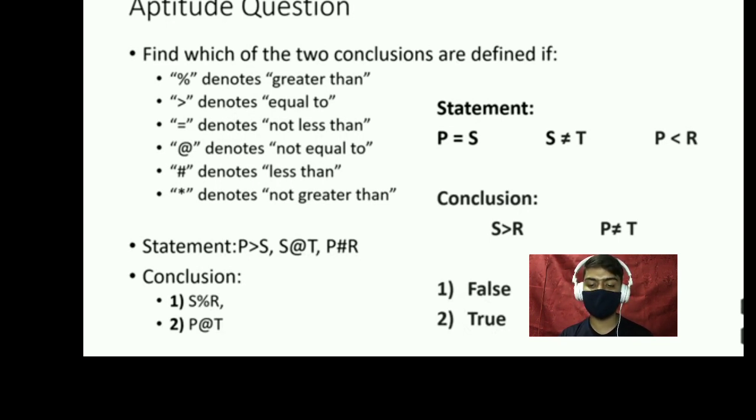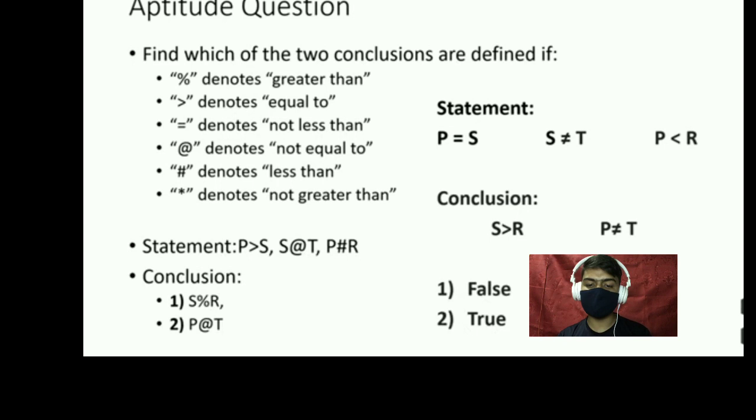So the conclusions are S mod R, P at the rate T. We have to say whether the conclusions are true or false based on the given statements. After decoding the statements, since greater than or equal to denotes equal to, P is equal to S. Then S at the rate T. At the rate denotes not equal, so S is not equal to T.